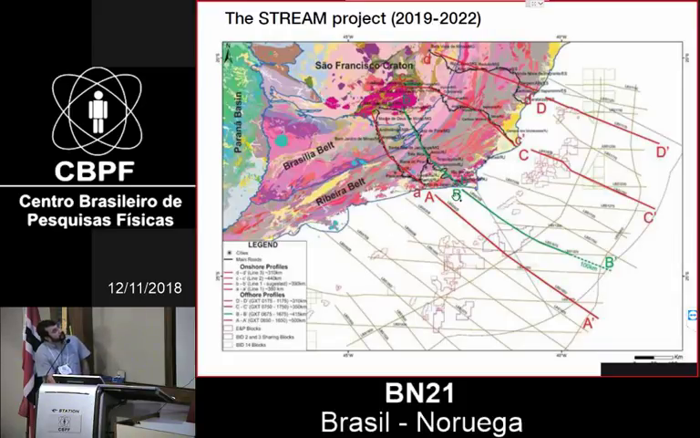Here is the location of the profiles we want to do. Those are the profiles A, B, C, and D. We are going to start with A and D. Here we have the onshore portion of the study that will involve geology and geophysics. And here we're going to have refraction seismics together with gravity and magnetometer, and also magnetotellurics.